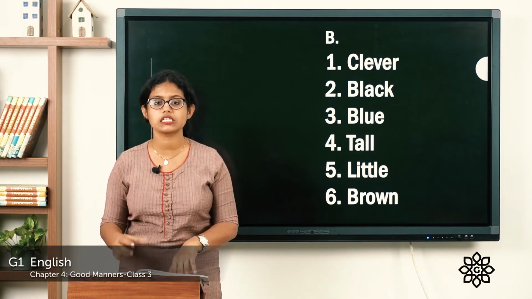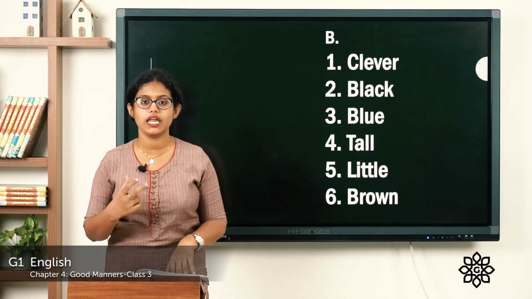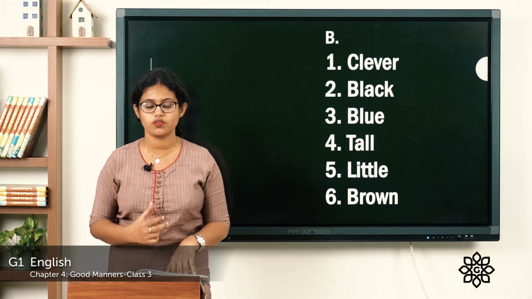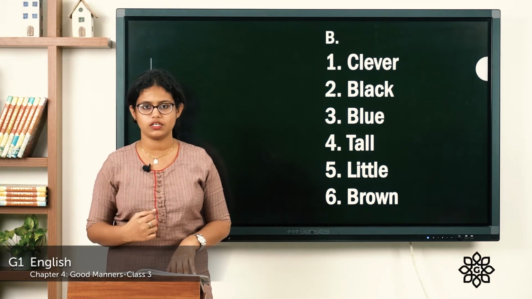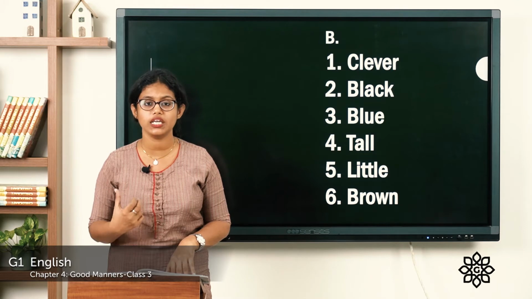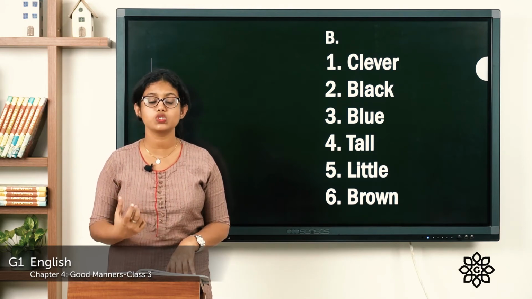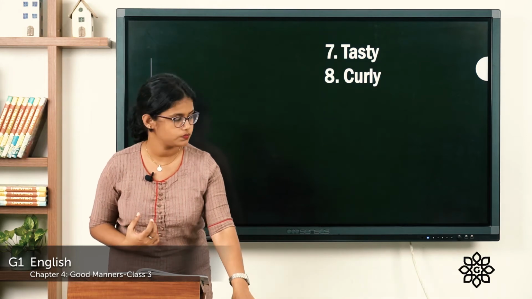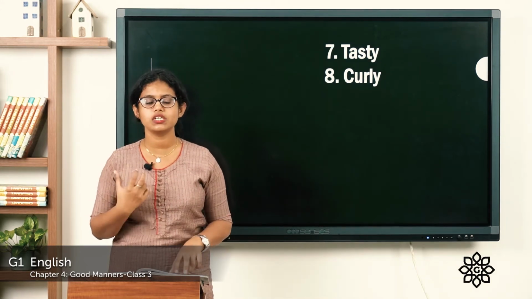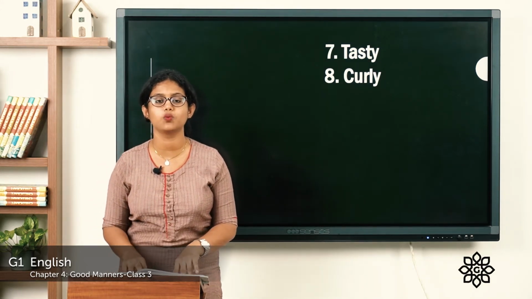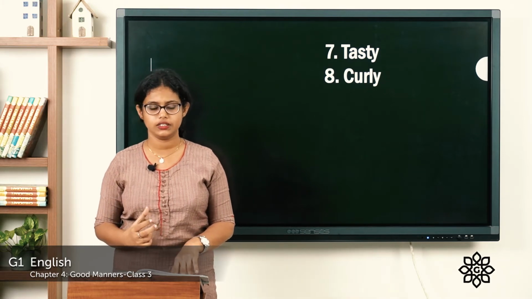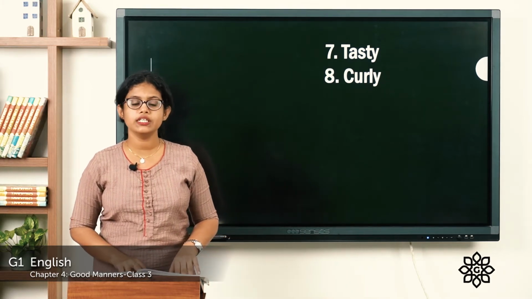My friend has a curly hair. So the naming word here is friend. Friend is the name of a person. Hair, it is also a naming word. It tells about the name of a thing. And which is the describing word here? So which is the describing word here? The describing word here is curly. Moving on to the next one.